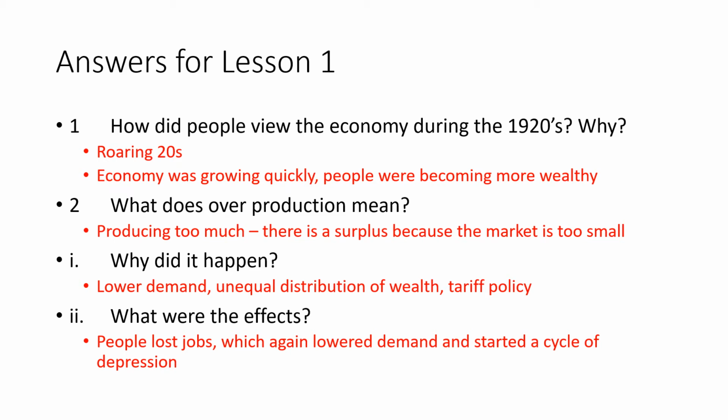So let's start by looking at the answers for lesson 1. Question 1. How did people view the economy during the 1920s and why? Well, there's that phrase, the roaring 20s. Roaring is like a lion, a very powerful noise that comes out of a lion's mouth. And the economy was called the roaring 20s because the economy was very powerful. It was growing very quickly.